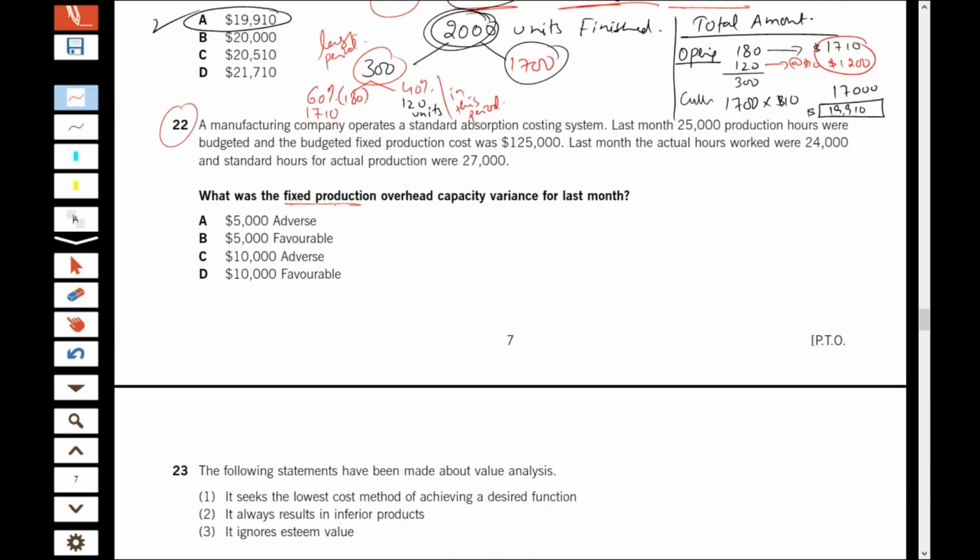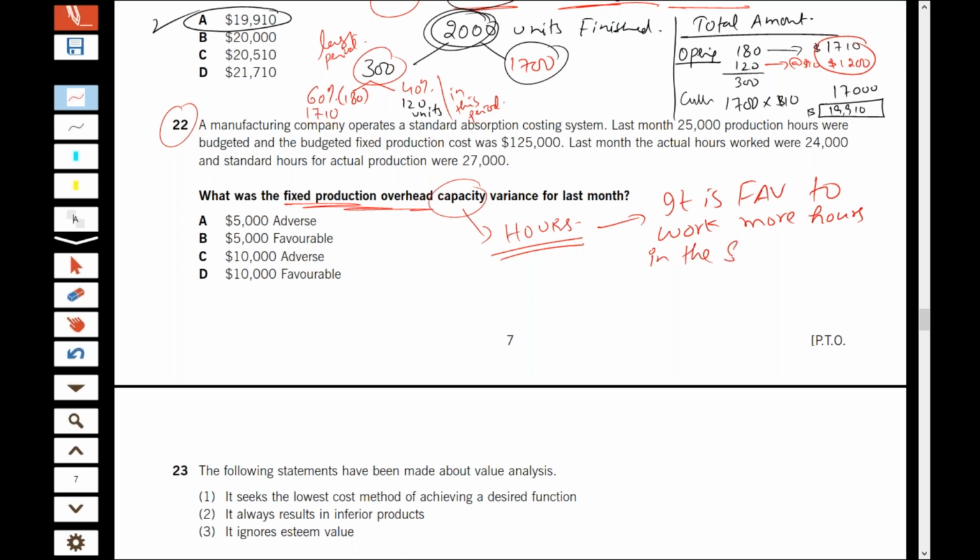Now, number 22 is about the fixed production overhead capacity variance. Fixed overhead capacity variance. Now, the capacity shows the number of hours. Capacity shows the number of hours. And remember that it is favorable to work more hours in the same fixed cost.